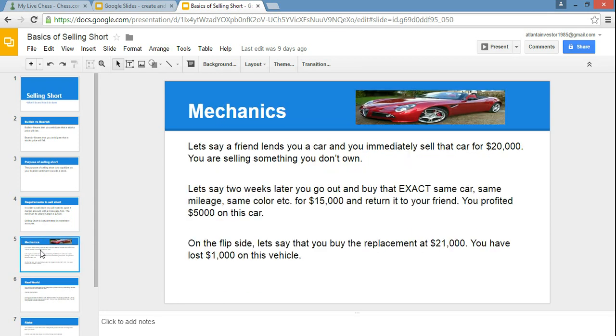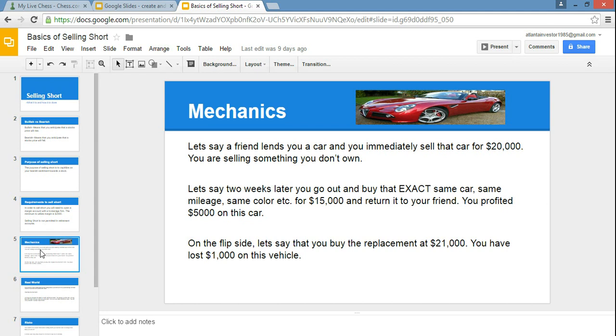Let's touch down on the mechanics of selling short. I want to use everyday things that we're familiar with to put it in layman's terms, for lack of better words. Now, let's say a friend lends you a car and you immediately sell that car for $20,000. You're selling something that you don't own. Now, I'm not advocating going out and selling a friend's car, but I just want to give you guys an example in relatable terms. So let's say 2 weeks later, you go out and you buy that exact same car, same mileage, same color, etc., for $15,000, and you return it to your friend.